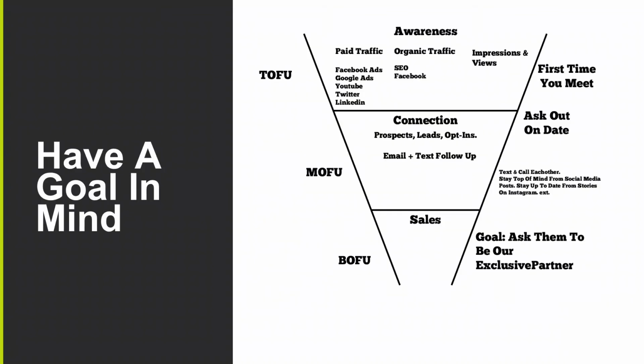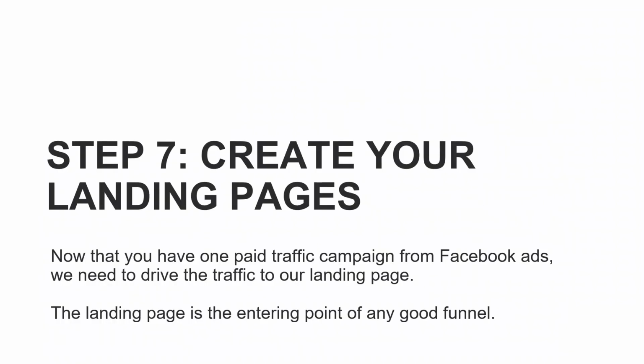So that pretty much leads us then to the bottom of the funnel, which is the sales. But before you start at the beginning of the funnel, the top of the funnel, you want to make sure you have a goal in mind. So ask them to be your exclusive partner, or your goal could be to eventually create their dream yard that's, you know, $10, $30, $50,000. Now, to make all this happen, let's get into some more of the practical elements.